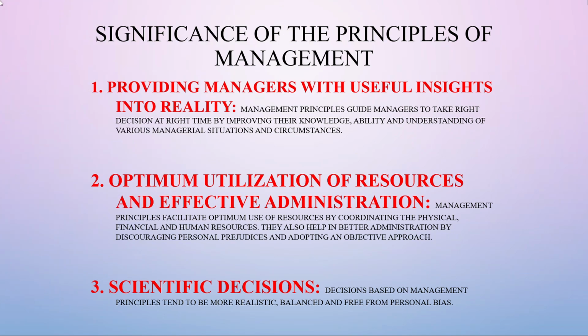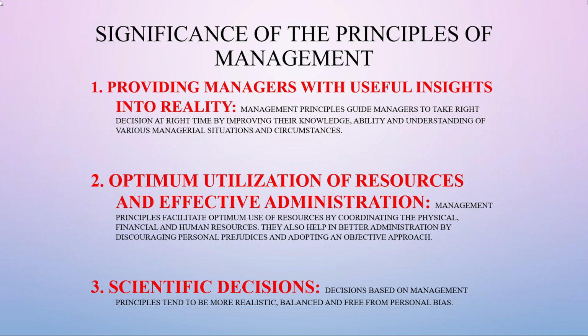So the first significance talks about providing managers with useful insights into reality. Dear students, management principles guide managers to take the right decision at the right time by improving their knowledge, ability, and understanding of various managerial situations and circumstances. Now let us talk about the second significance, which is optimum utilization of resources and effective administration. Management principles facilitate optimum use of resources, and how is this done? This is done by coordinating the physical, financial and human resources. They also help in better administration by discouraging personal prejudices and adopting an objective approach.